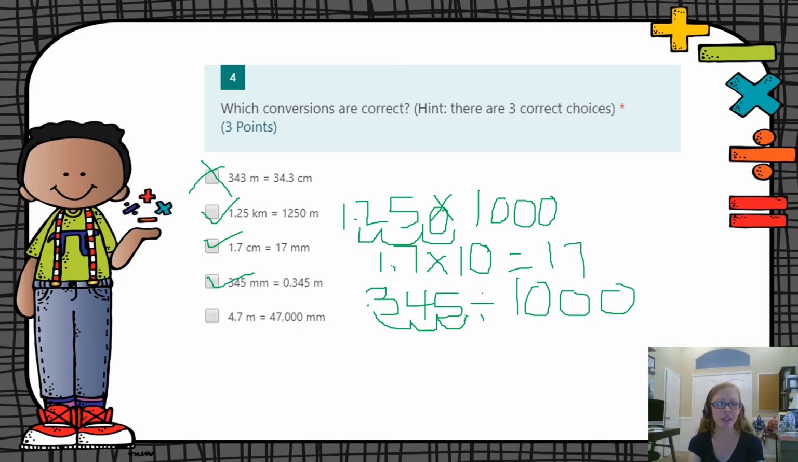If I look down at the bottom, 4.7 meters equals 47,000 millimeters. I can see that there's an extra 0 there without even having to multiply because there's only 1,000 millimeters in every meter. So there's no way that about 4 meters could make 47,000 millimeters.